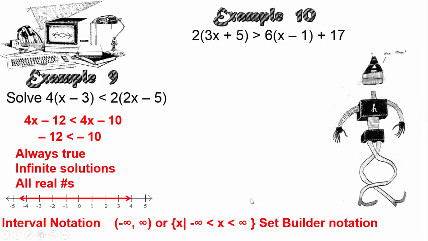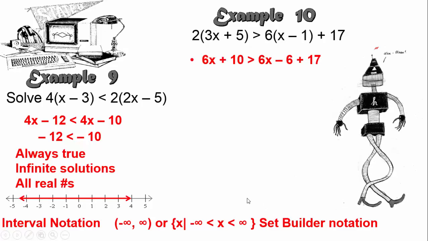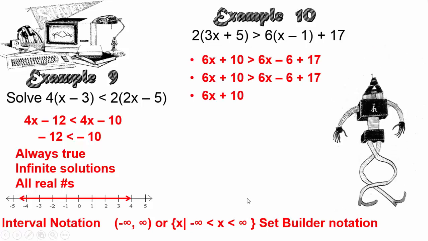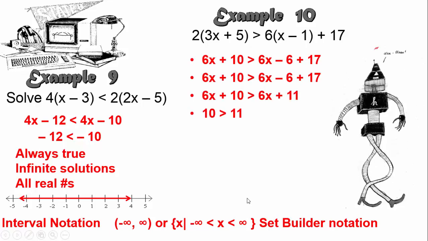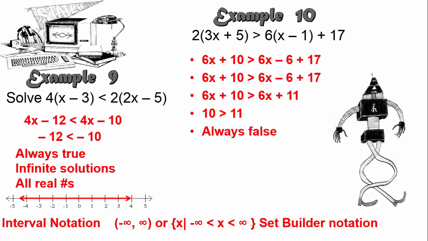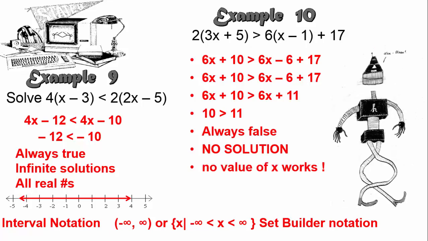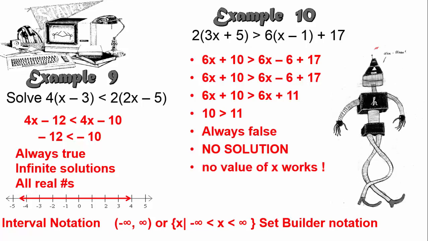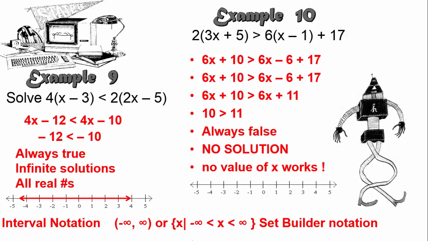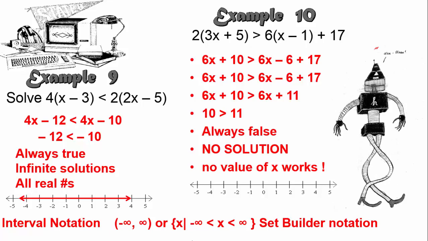In reviewing what we just did on the whiteboard, we found that just by doing the regular algebra, we got 10 is greater than 11. But this is never true. It's false, and it's always false. Therefore, there are no solutions. So no values of x work. Therefore, the number line becomes a blank line, and you cannot write anything in either interval or set builder notation.